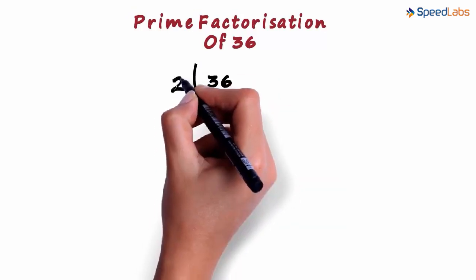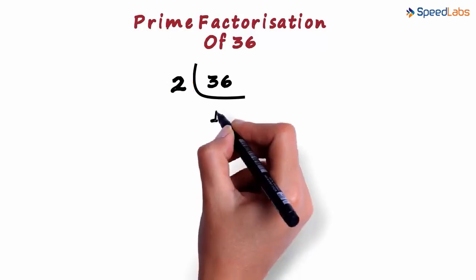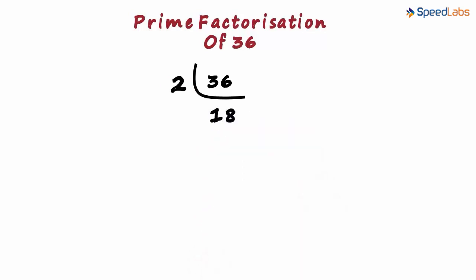We start off with a 2. Yes, as the units digit is a multiple of 2, 36 will also be divisible by 2. So we divide 36 by 2. We know that 2 times 18 is 36.